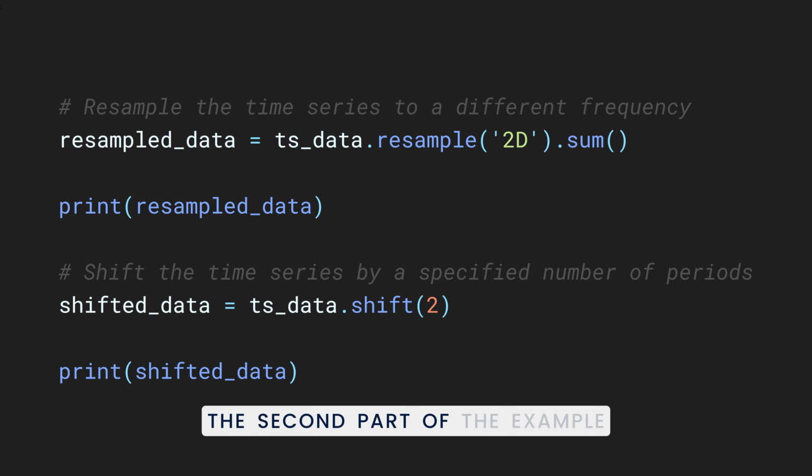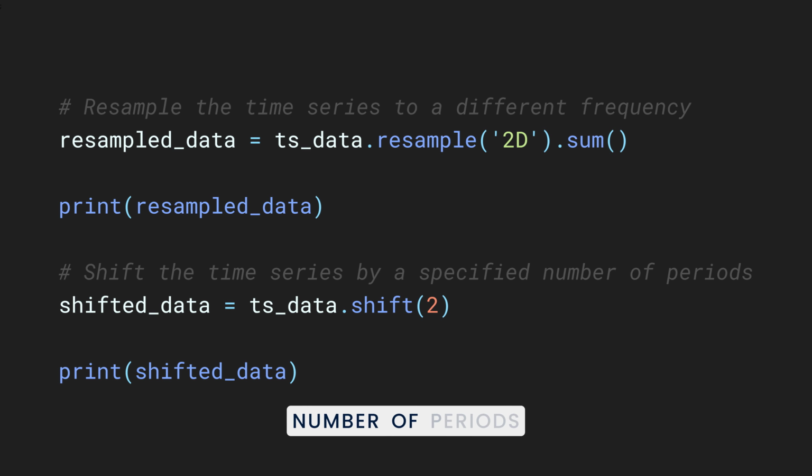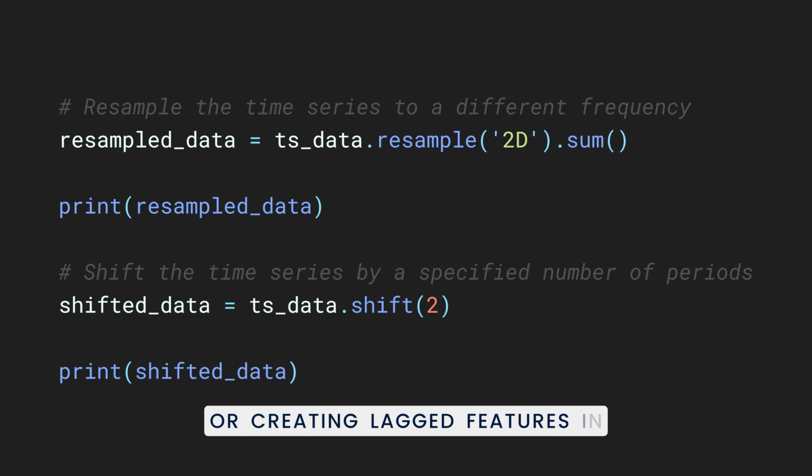The second part of the example demonstrates how to shift the time series by a specified number of periods using the shift method. This can be helpful for calculating differences or creating lagged features in your analysis.